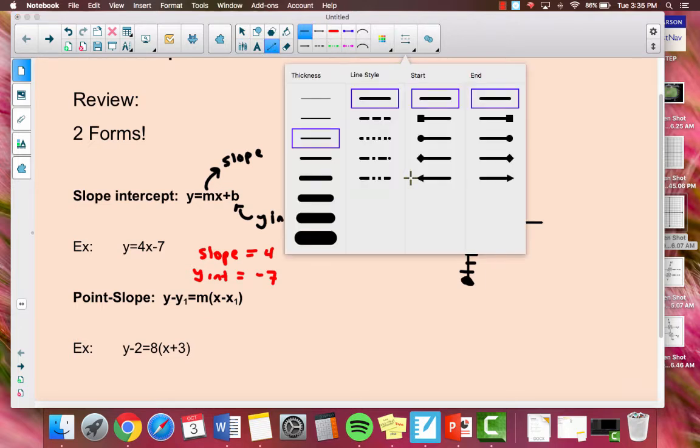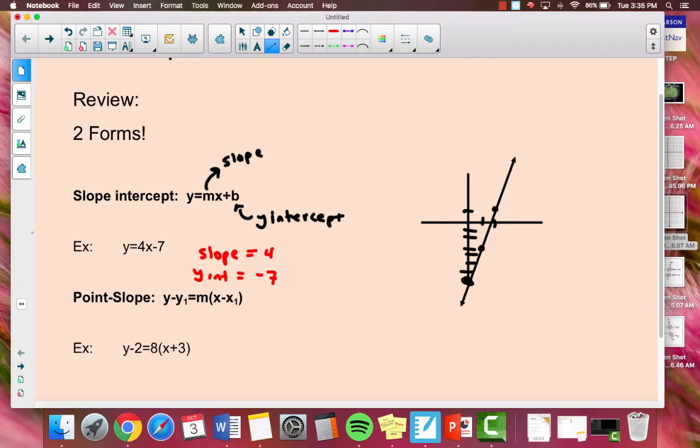And of course, you want to just do it the best you can. Make sure you have arrows at the end. So it's going to look something similar to this. Okay, and that would be my equation. So slope and y-intercept, very, very handy, hopefully really easy to use.